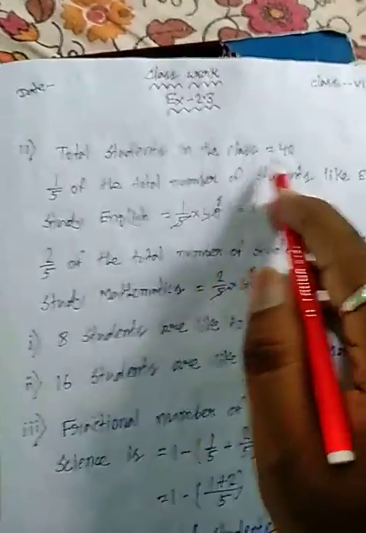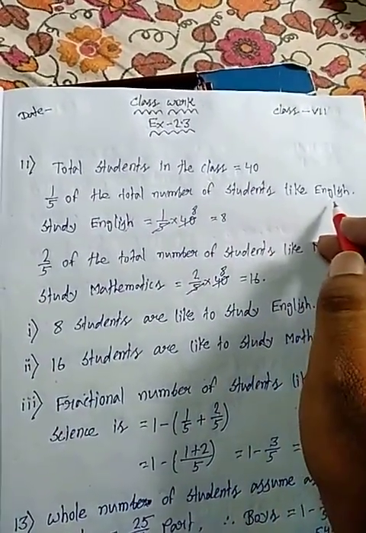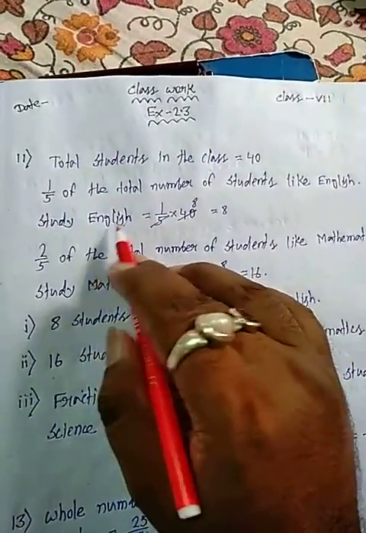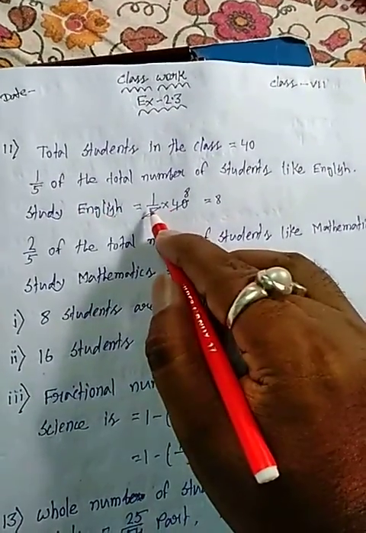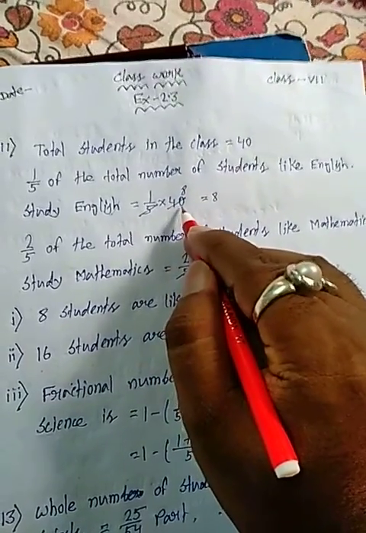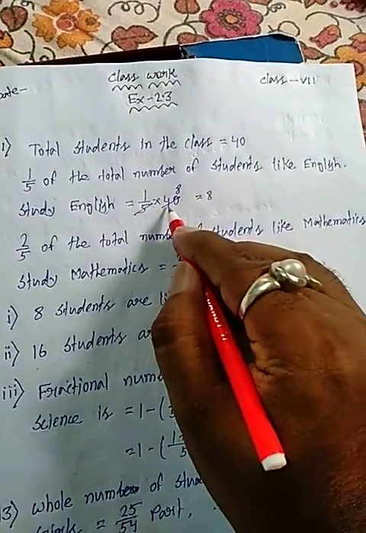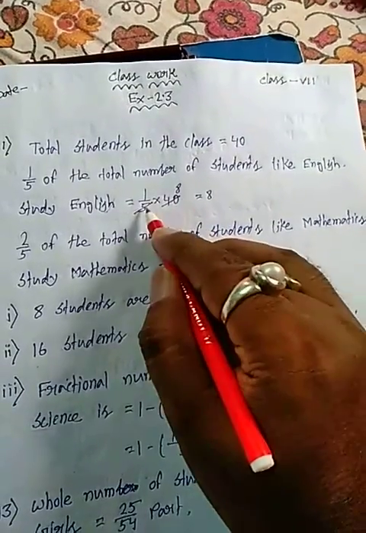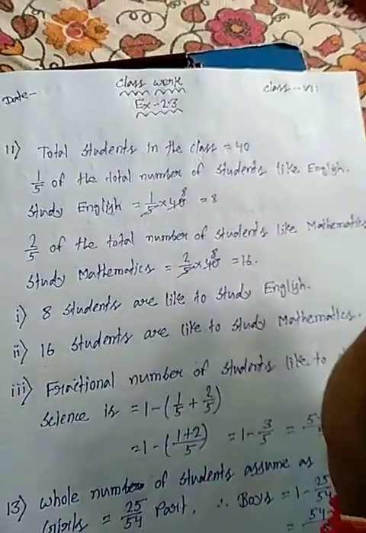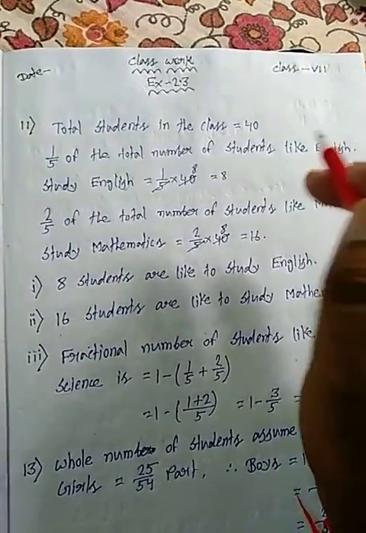The total number of students is given as 40, and 1/5 of the total number of students like to study English. That means the number who study English is equal to 1/5 of, meaning multiplication, the total number of students. The total number of students is 40. 1/5 of the total number of students like to study English. That means divide the number and you will get 8. Clear? So 8 students like to study English.